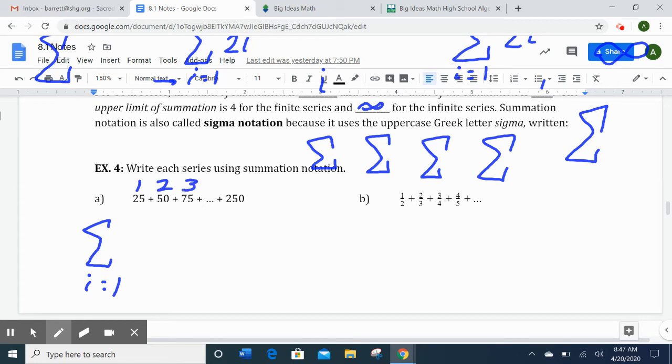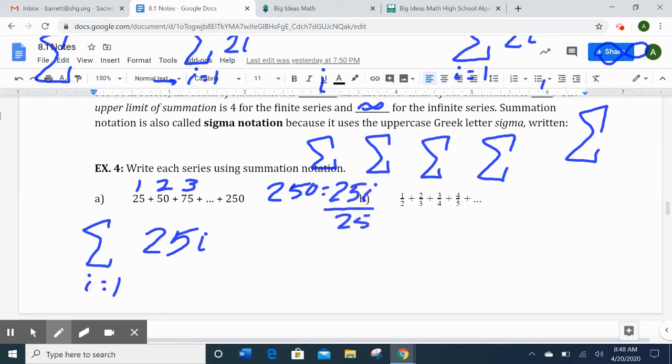250 is not the fourth term because of that dot, dot, dot. So the first term is 25, the second term is 50, the third term is 75. So it looks like they took 25 times I, where I was first 1, and then it was 2, and then it was 3. So what is 250? What term number is that?